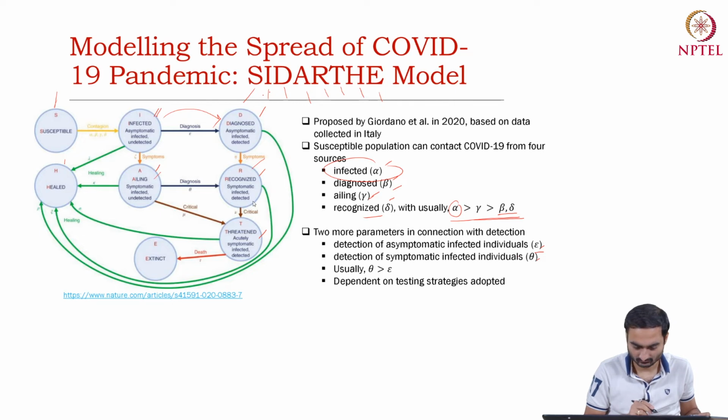So, you see here you may want to give more weightage to theta, right, because since this is symptomatic, there is very high chance that this would be detected, whereas in case of this one, epsilon, since it is asymptomatic, there is very less chance compared to theta that it will be detected. Therefore, you want to give more weightage to theta than epsilon. Okay.